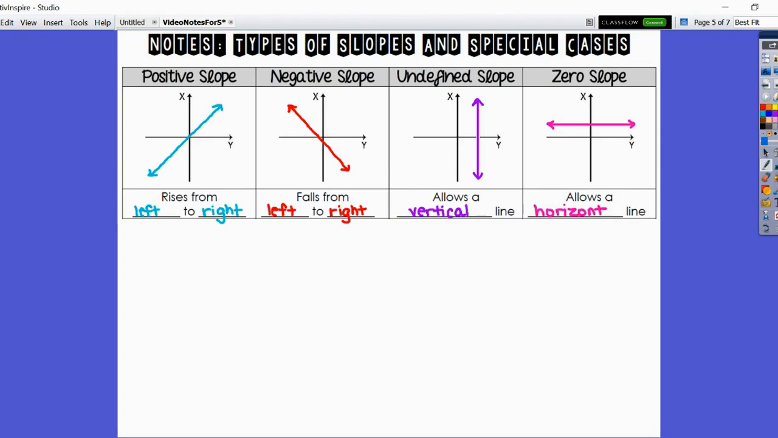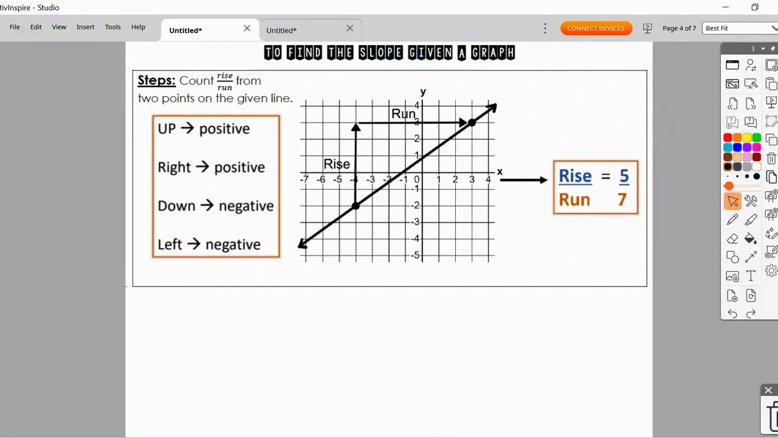To help us remember, the next case to find slope is when we're given a graph. The steps are going to be count rise over run from 2 nice points on the given line. Nice points, for instance, in this example that's already done for us, are going to be ones that fall perfectly on an x and y value. So see, this point falls perfectly on -4, -2. This point falls perfectly on 3, 3.